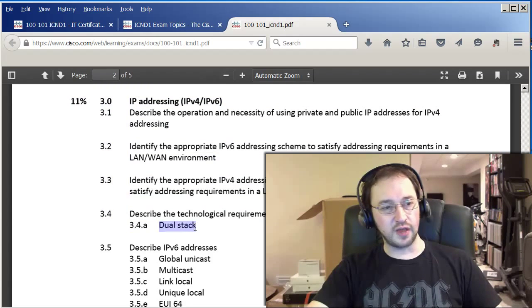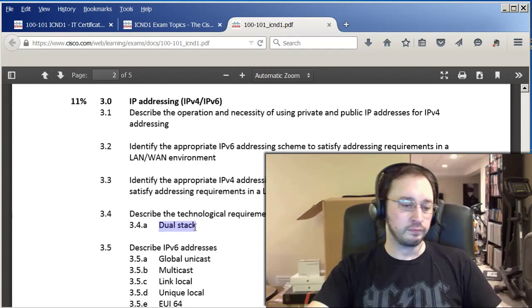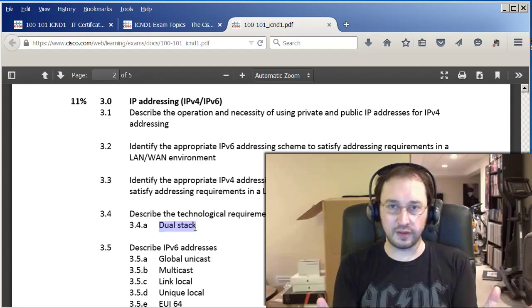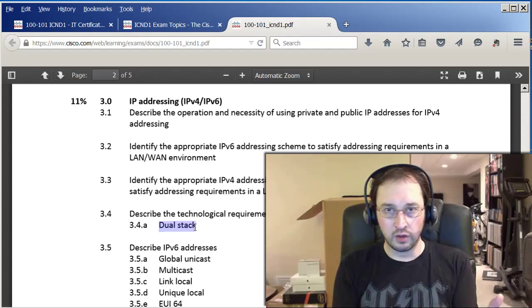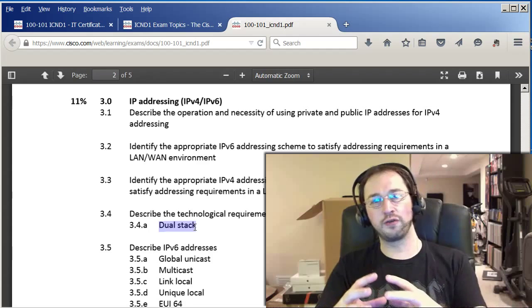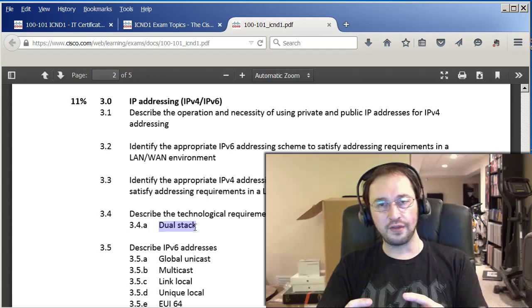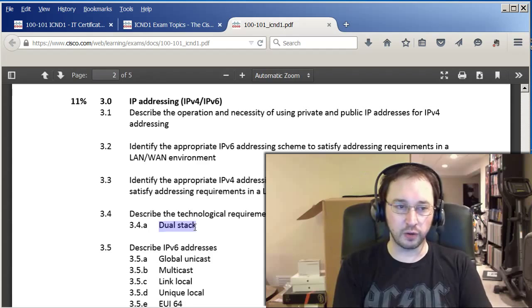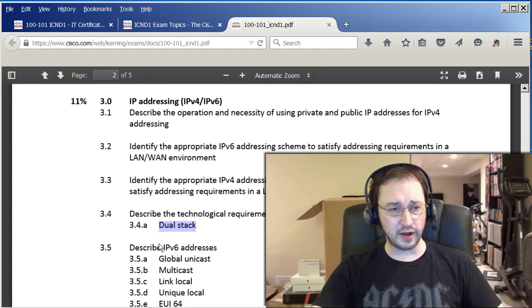So basically this is saying you need to understand what that means. Dual stack is simply where we are running IPv4 and we're running IPv6 at the same time on the same equipment. So we're actually running sort of two infrastructures at once on the same equipment so that we can seamlessly transition from an all IPv4 network into an IPv6 network. So that's our dual stack.